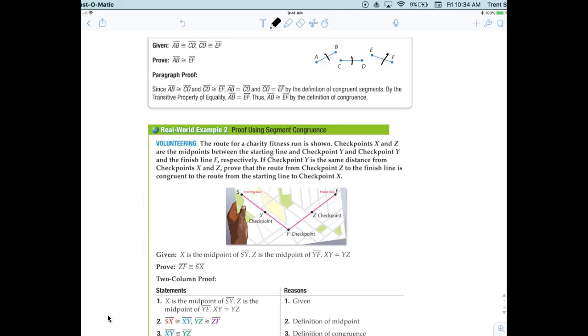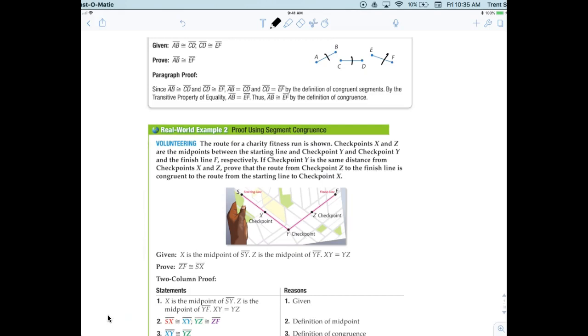Is everybody with me? So now instead of making a formal statement and reason, they just want you to talk your way through it, which isn't bad, but not something we would do. So what does it say? Since AB is congruent to CD and CD is congruent to EF, AB equals CD and CD equals EF by definition of congruent segments. By the transitive property of equality, AB is equal to EF. Does everybody agree with that? Yes. That's the transitive property.